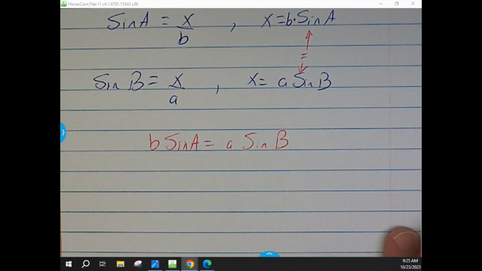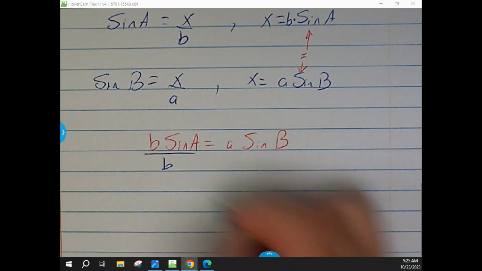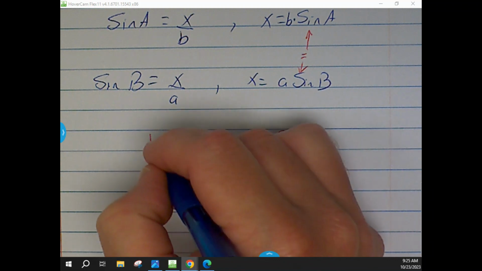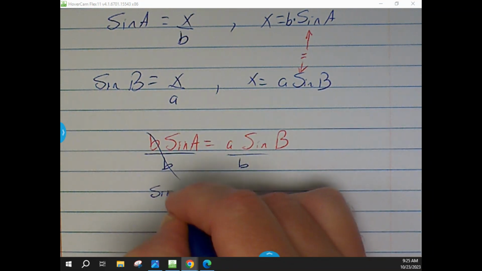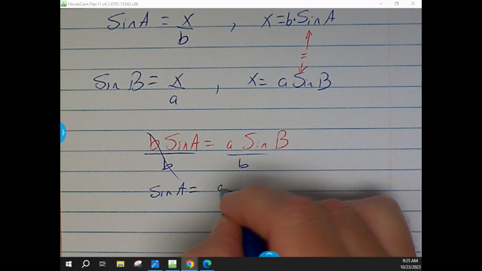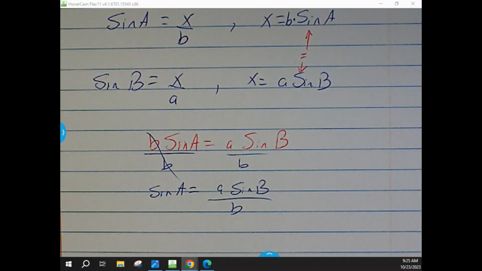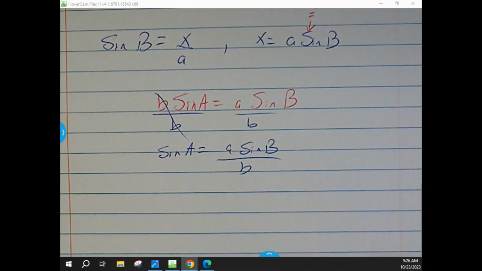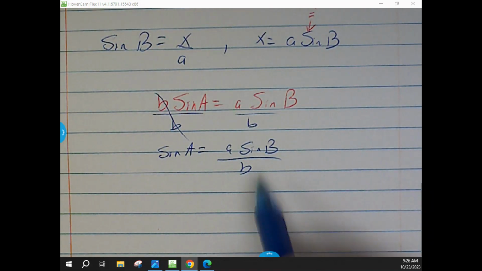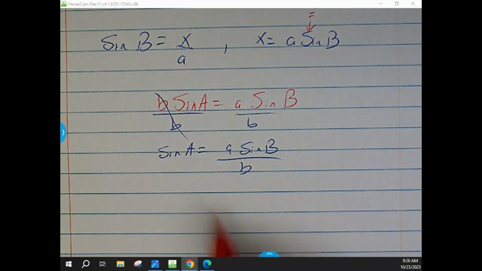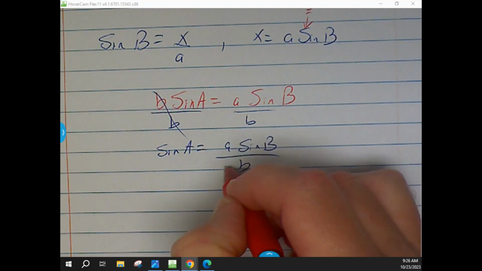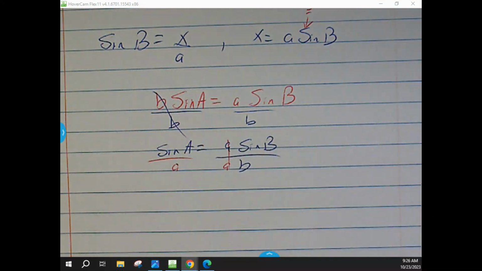And here's where we go one more step. If we're trying to get the sine values by itself, we can divide this side by B, so that would cancel out. So we've got sine of A would equal A sine B over B. And then over here, if we want just the sine values on top, we can divide this by A, so this would cancel. We basically would divide that part by A.